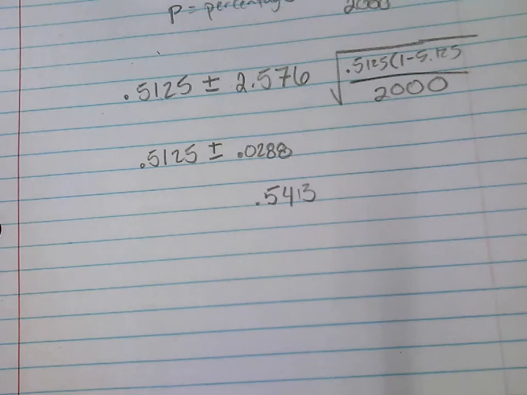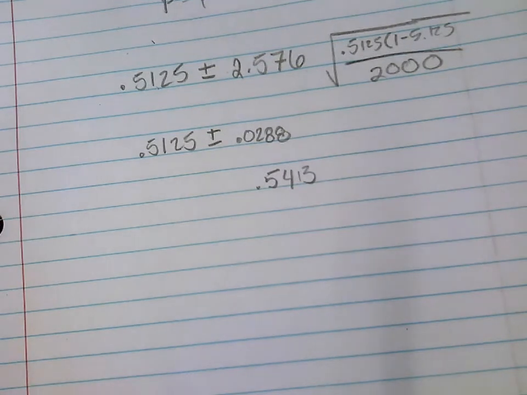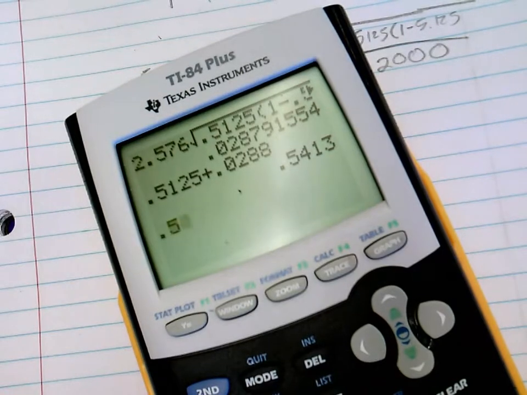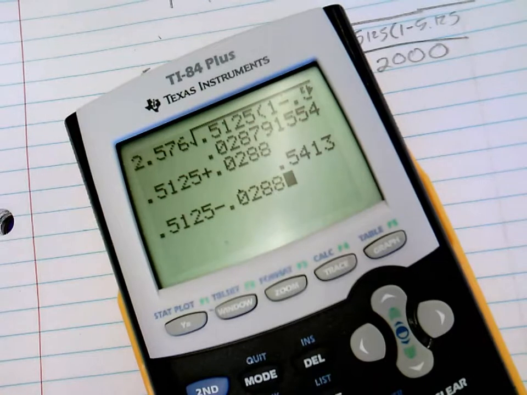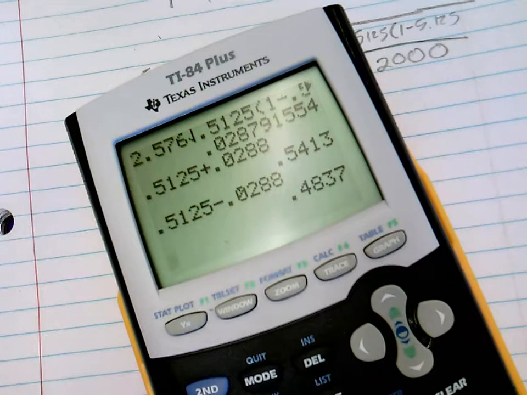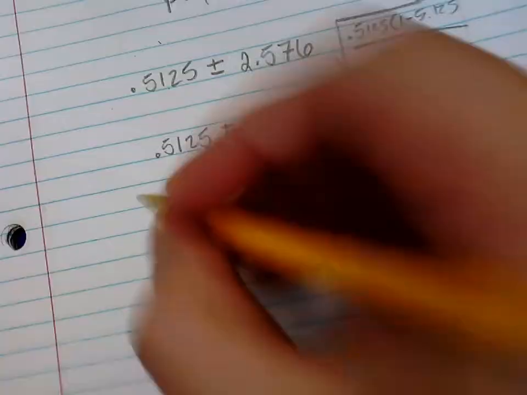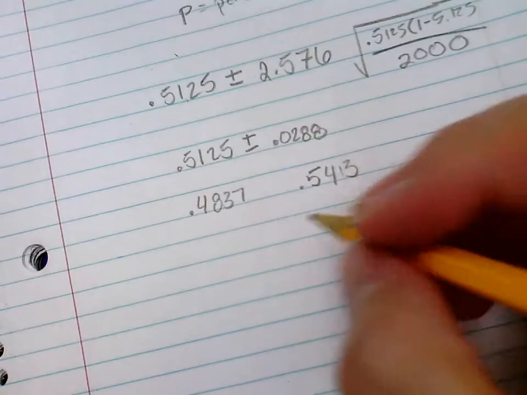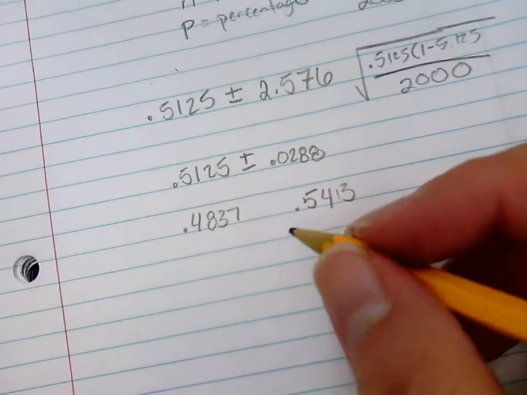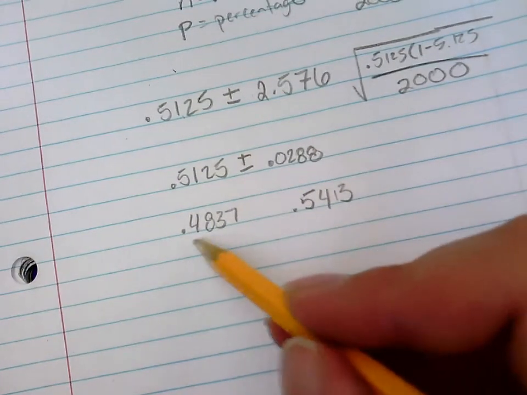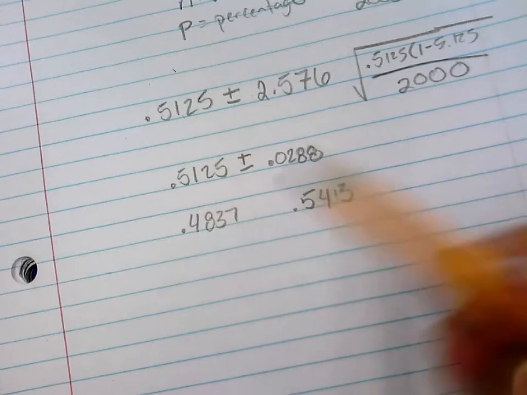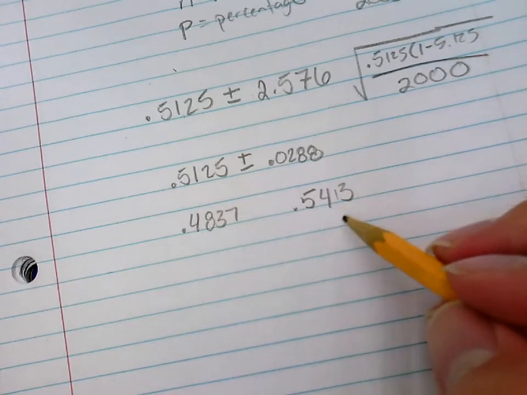Our lower end is when we do the same thing but subtracting. So I'm going to do 0.5125 minus 0.0288, and I get 0.4837. So that means that we think Hillary Clinton is going to get between 0.4837, or 48.37%, of the vote and 54.13% of the vote.